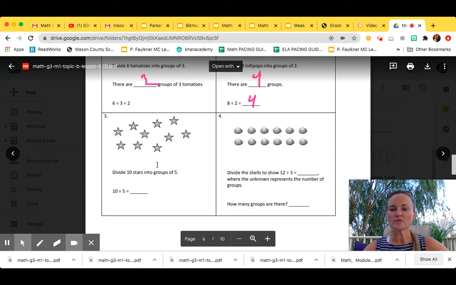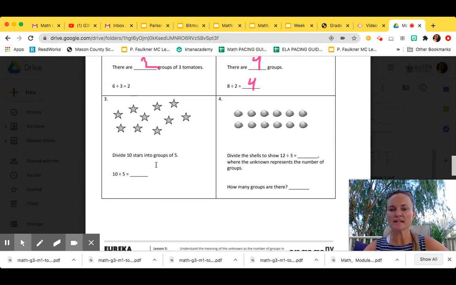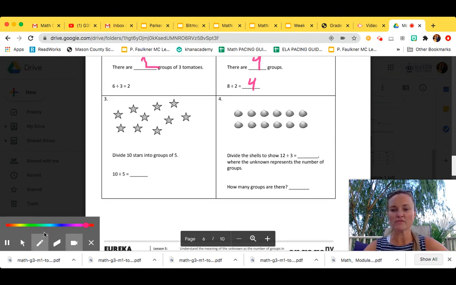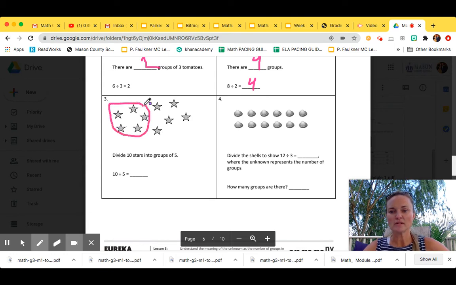Let's go on down to number 3. It says divide 10 stars into groups of 5. We have 10 stars. We want 5 stars in each group. So we have 1, 2, 3, 4, 5. So I'm going to take my pencil and circle 5 there. 1, 2, 3, 4, 5. I'm going to circle this group here. So 10 divided by 5 equals 2. Okay, we have 2 groups.